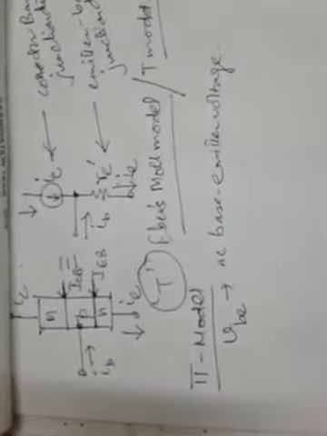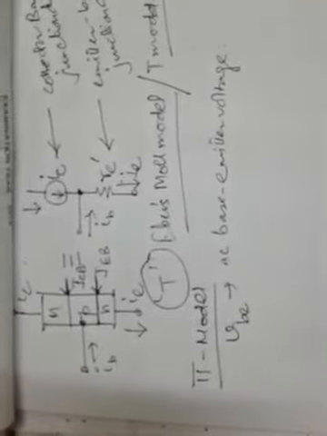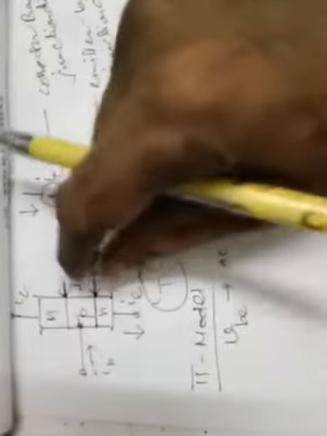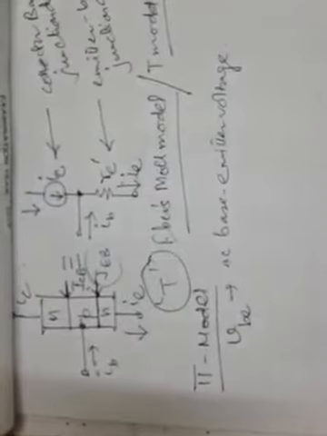I am once again repeating that when an AC signal drives a transistor amplifier, the AC base emitter voltage VBE across the emitter diode, that means across this junction JEB, or alternately we can say JBE, should be denoted by AC base emitter voltage, which is small VB. This produces an AC base current IB.